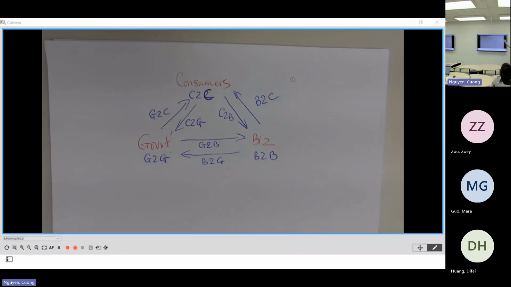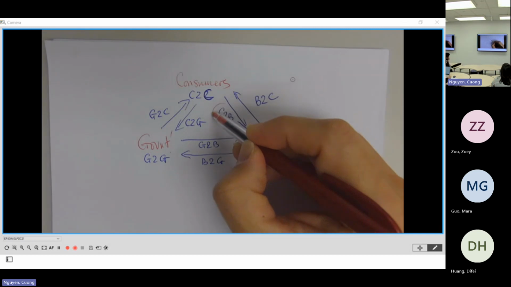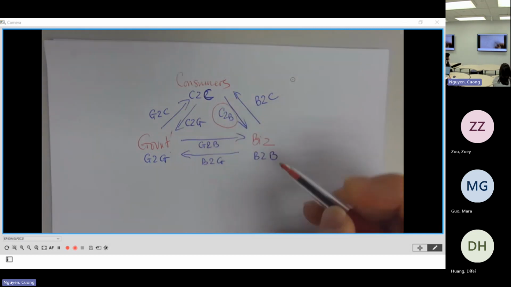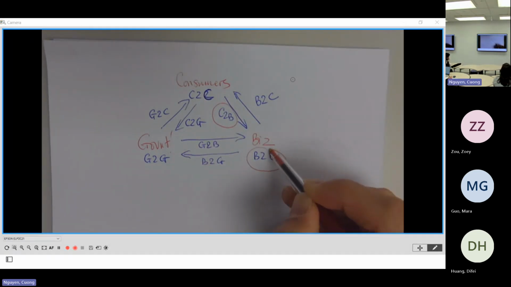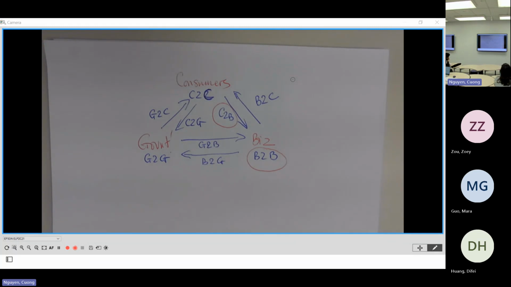So customer to business is the most in volume, and B2B is the most in value. So that's why service providers usually focus on these two, because one is volume and the other one is value.